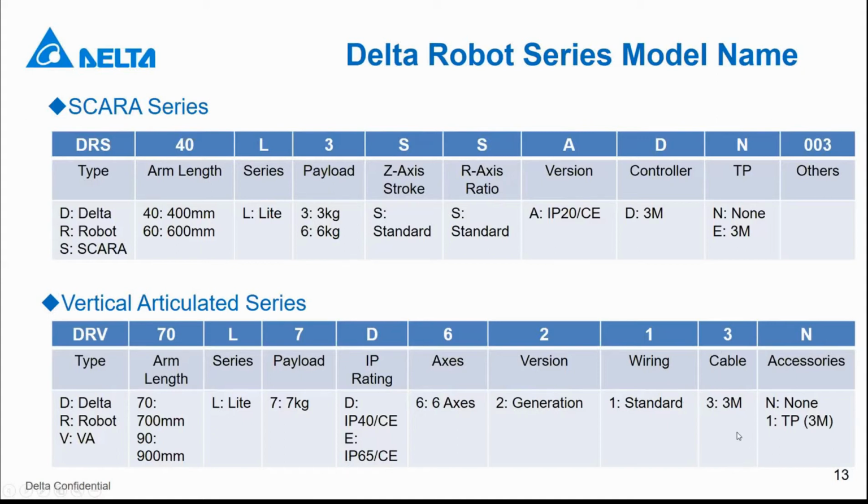And with this number, you also choose the cable between the controller and the robot. So you also have a 3 meter and a 5 meter choice. And in the end, this alphabet is for the teach pendant cable length. So the same, you have 3 meter, 5 and 10 meter options. Okay, so here is our robot series model name.